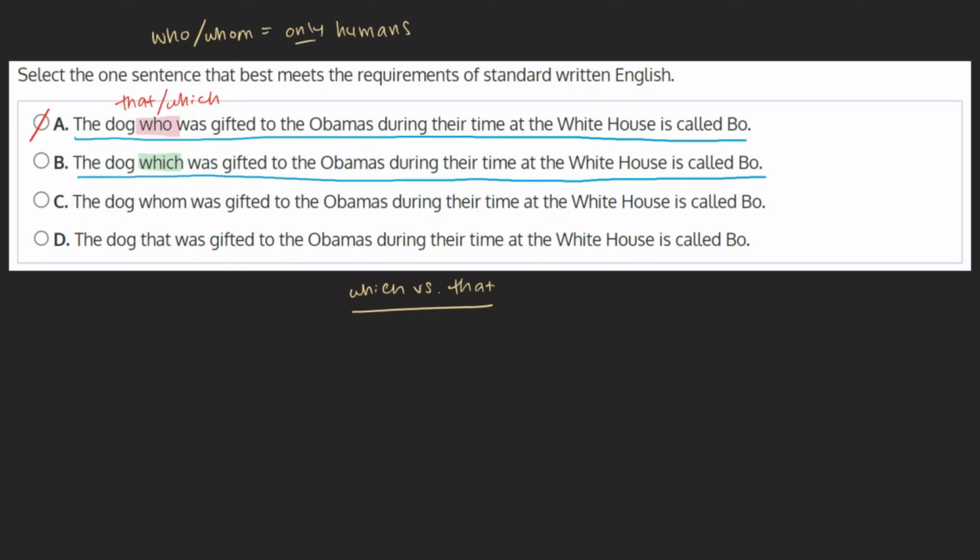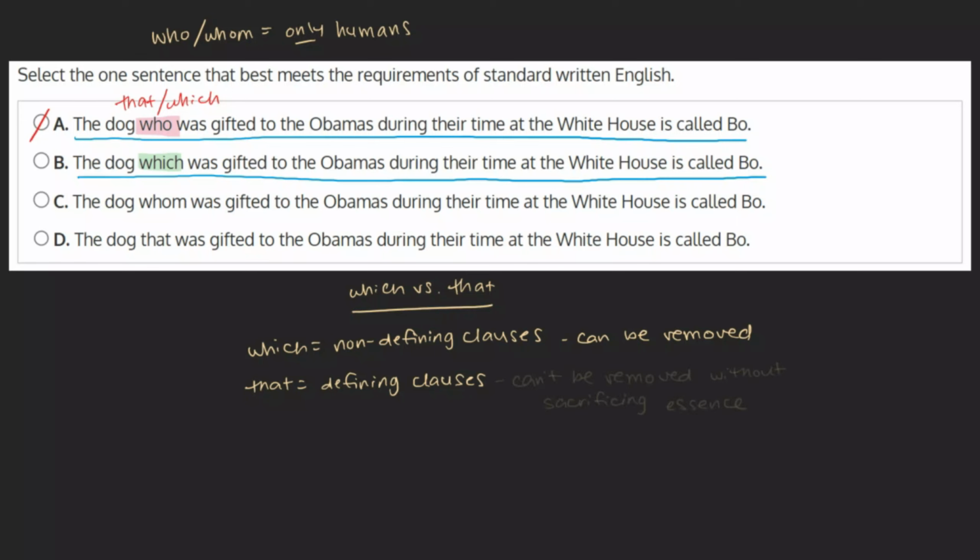Which is correct? In short, which is usually used with non-defining clauses, while that is used for defining clauses. Let's get into what that means. A non-defining clause is a clause that, while it may add more information or detail to the sentence, can be removed, and the essence of the sentence would remain the same. A defining clause, in contrast, is a clause that, if removed, takes the essence of the sentence with it.